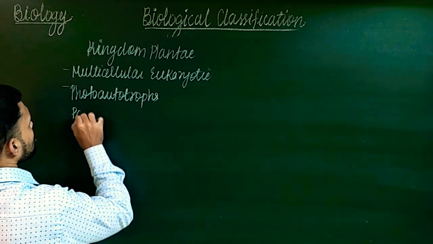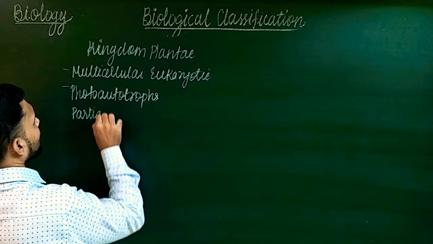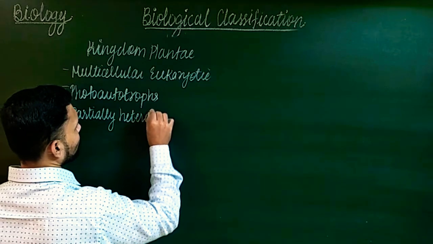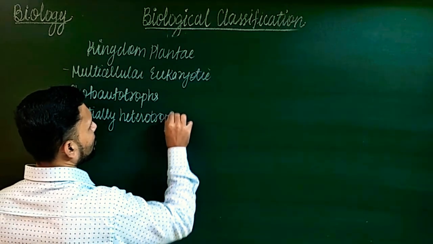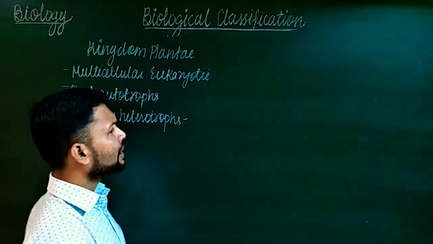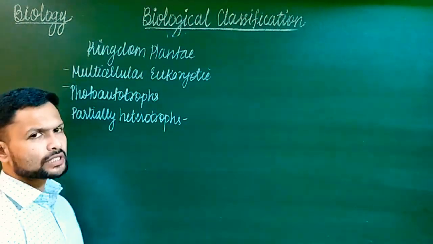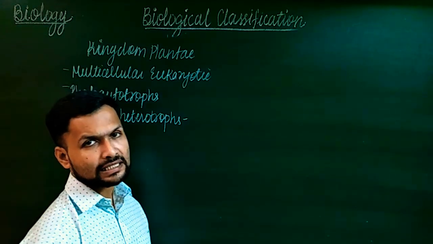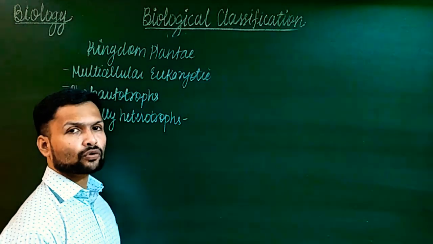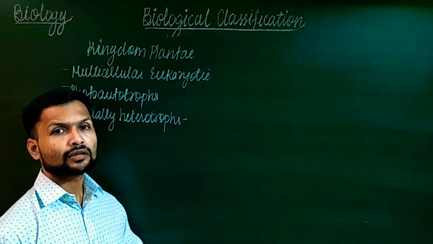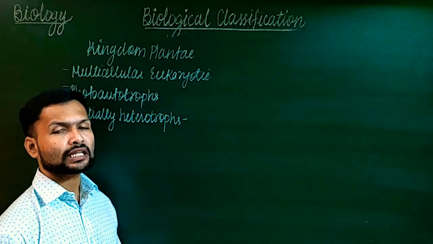Some are partially heterotrophs. Okay, like the examples they have given over there: pitcher plant, bladderwort or Venus flytrap. Now generally these plants which I mentioned grow in such soil where the nutrients are very less. So they have their chlorophyll pigments, meaning they can produce food from sunlight, but the raw materials, the minerals which are required, are absent in the soil.